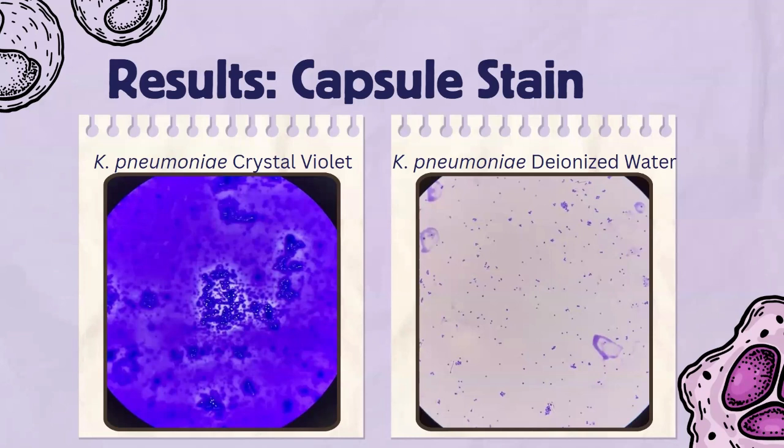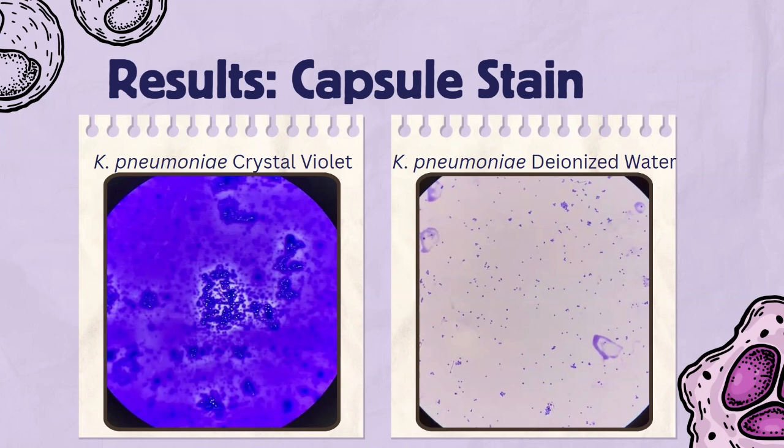For our capsule staining, we have Anthony's capsule stain with the crystal violet drop and with the deionized water drop. These came out really good. In the crystal violet drop, you can see the white specks, which are where the bacteria didn't get stained. And then on the right, we see our actual capsules, which are the coccus-shaped bacteria that we see.